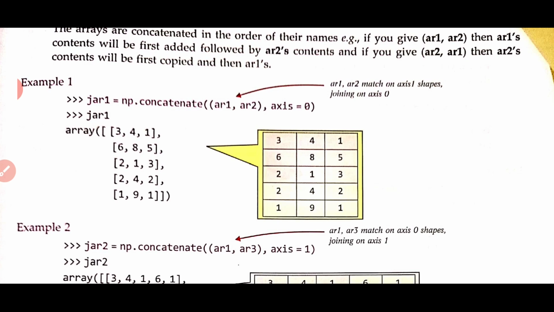So what is the meaning of the line? Join the elements of AR2 just down to the elements of AR1 and keep it in the jar1 object or variable. So when we write jar1, the resultant variable is a combination of AR1 and AR2: 3 4 1, 6 8 5, 2 1 3, 2 4 2, 1 9 1. Any doubt? Due to axis it is downside. If you change the axis, the resultant array will change.